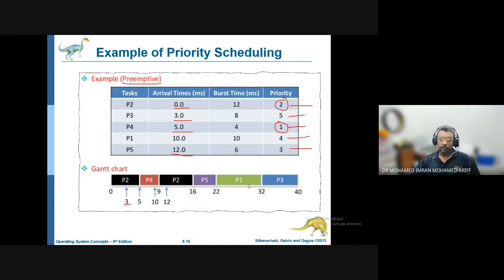Okay, if you have any questions, please stop me and ask me. Okay, so this is non-preemptive. In this example, we have the same thing, but in preemptive. Preemptive means the process can come in and kick out the running one. Even if it is not finished, it has to leave. In this example, we have a few processes whose arrival times are different. The arrival time is different, and the priorities are also all different.